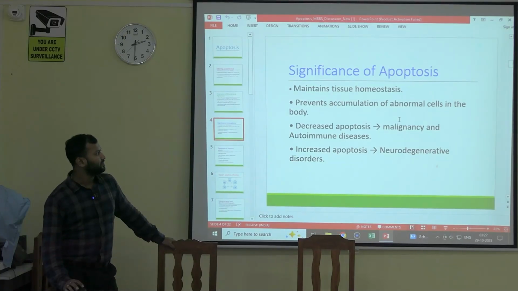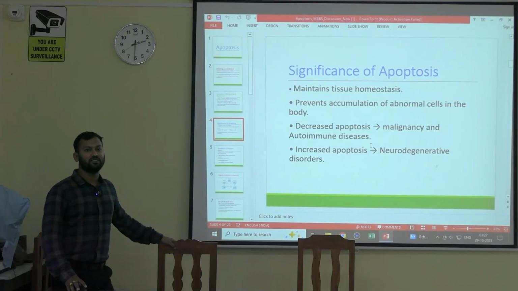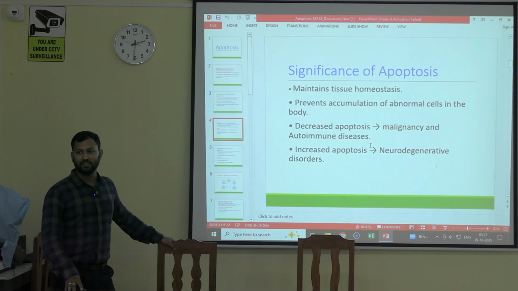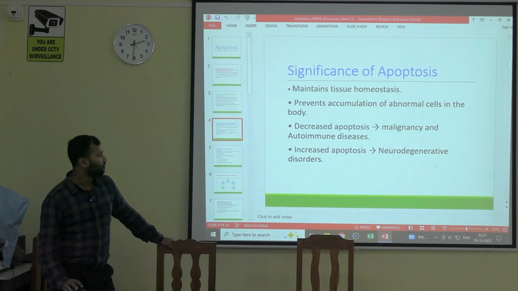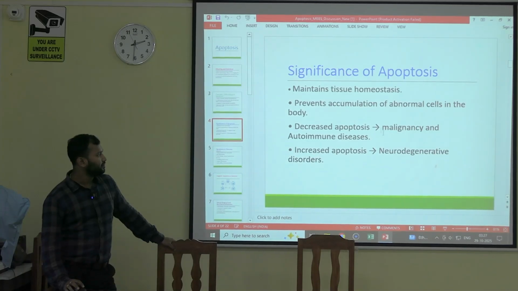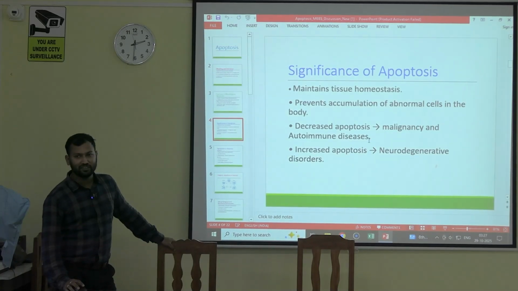Then decreased apoptosis can cause malignancy and autoimmune diseases. What do you mean by malignancy? Not only tumors. If any tumor spreads to the body, if it is growing at a very rapid rate, then it is called malignancy. Then decreased apoptosis can cause all these things. Autoimmune diseases can be caused. Then malignancy may be caused.